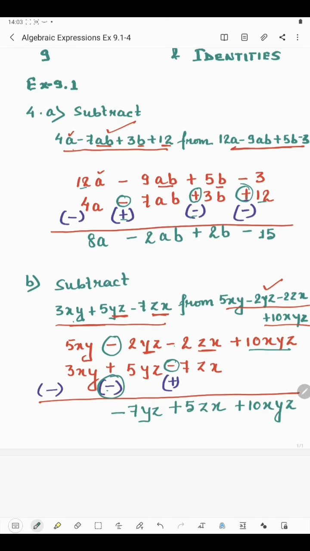Now coming to the last term, here plus and minus will become minus, so 5 minus 3 is 2, and the variable is xy here, so we'll put that. And since 5 is greater than 3 and the sign of 5 is positive, it will be plus 2xy. So the answer of this part will be 2xy minus 7yz plus 5zx plus 10xyz. Okay, now coming to C part.